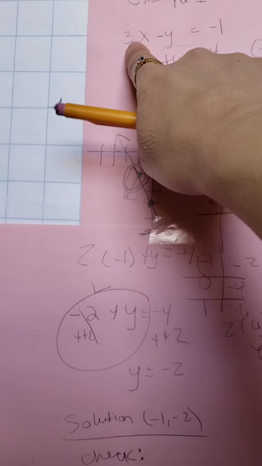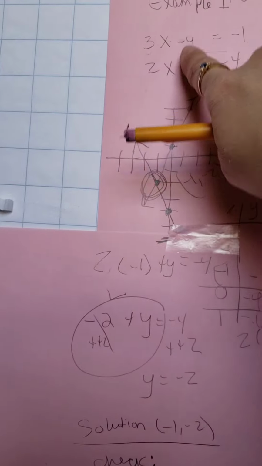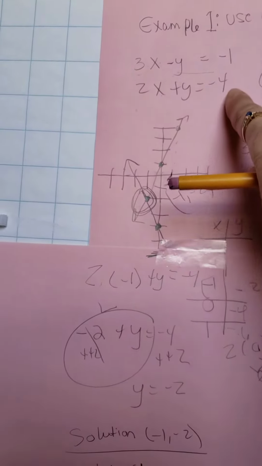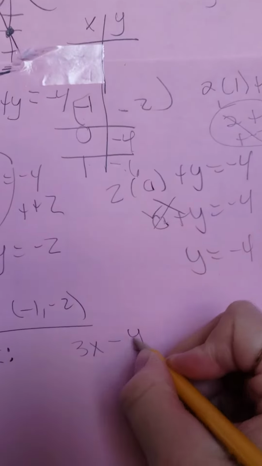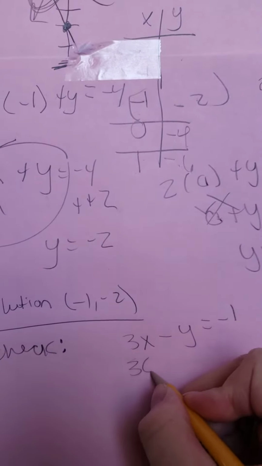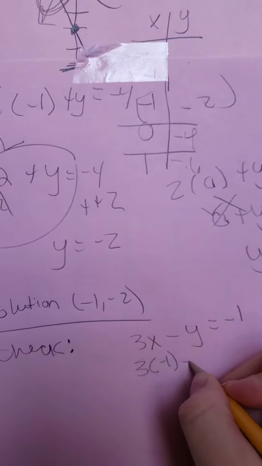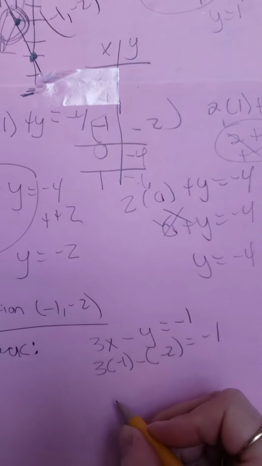Okay, so in the first equation, I'm going to replace the x with the -1, and I'm going to replace the y with the -2, and I'm going to see if it equals -1. So the first equation is 3x minus y equals -1. So now let's check. So 3, and then replace x with -1, minus, and then replace y with -2. And let's check this out.